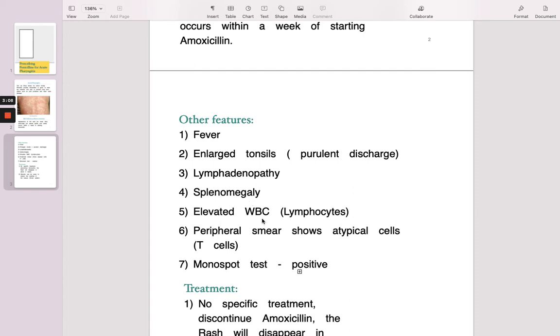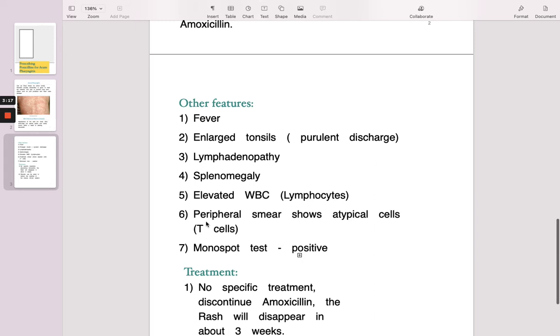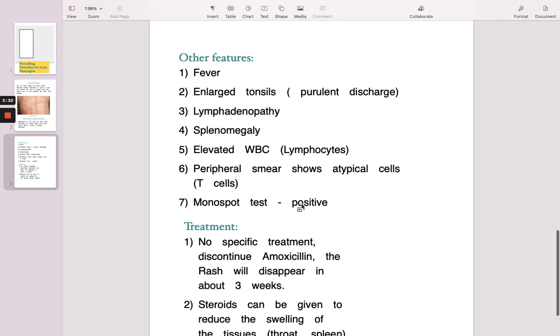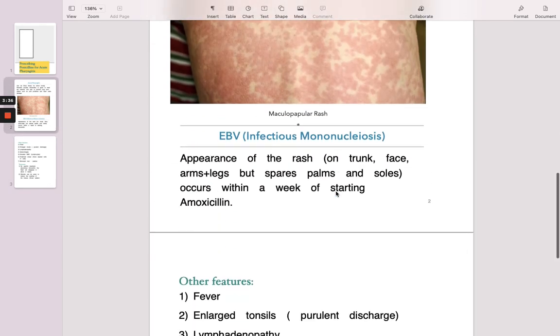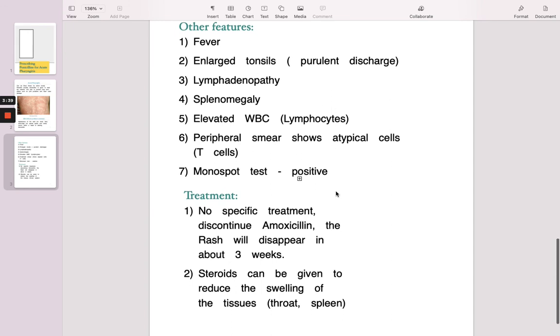Elevated WBCs or white blood cell count, particularly lymphocytes, because this is a viral infection. If you take this person's blood and do a peripheral smear, then you would see atypical cells. These are T cells, particularly the cytotoxic T cells, which are CD8 positive cells, and the monospot test would be positive for this. Okay. For cases of infectious mononucleosis, there is no specific treatment.